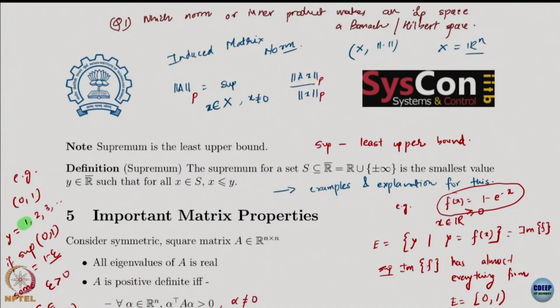I'm sorry, this is the matrix norm. This is the notation for the matrix norm, and this is the definition for the matrix norm. That is exactly how you define it. It is the supremum over all x not 0 of the P norm of Ax divided by the P norm of x.